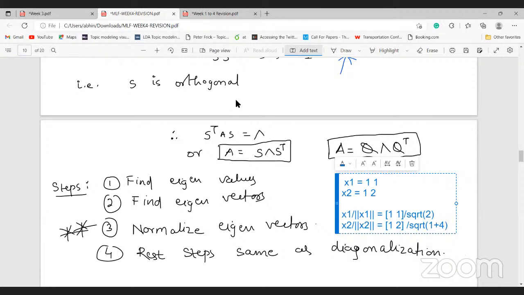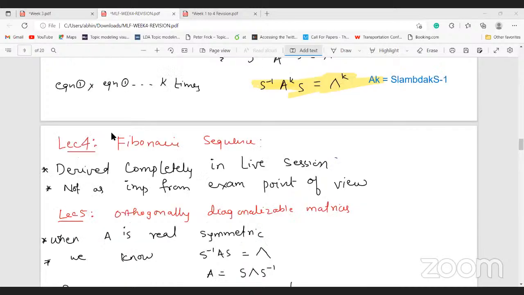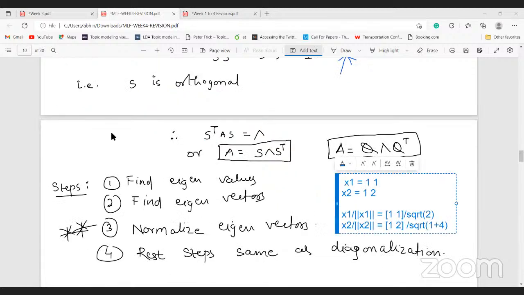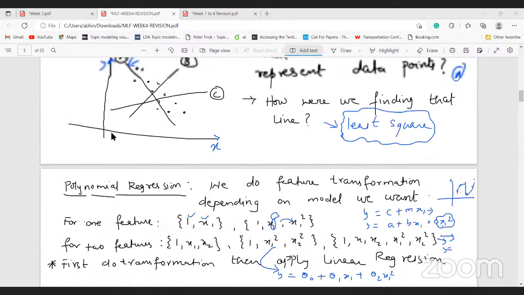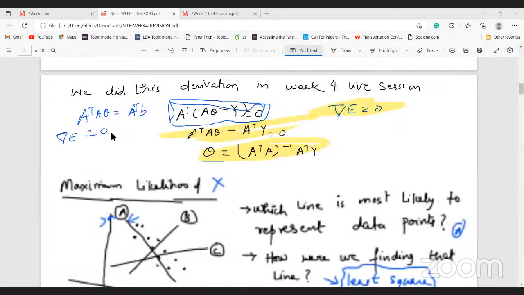Okay, so if we have no further doubt, I think we are ready to close, right? Yes, further doubts can be addressed in subsequent sessions. So for week 1 to 4, topics for week 4: eigenvalues, eigenvectors, then orthogonal diagonalizable matrices to some extent. Fibonacci sequence will not be there, regularization will not be there. Polynomial regression can be there. Maximum likelihood will not be there.